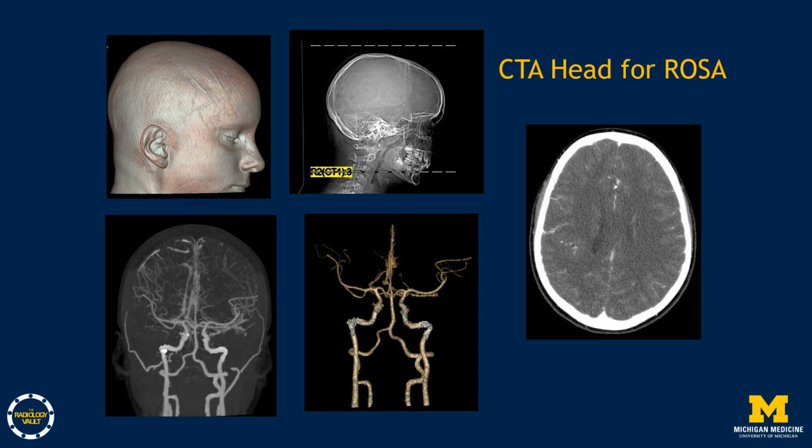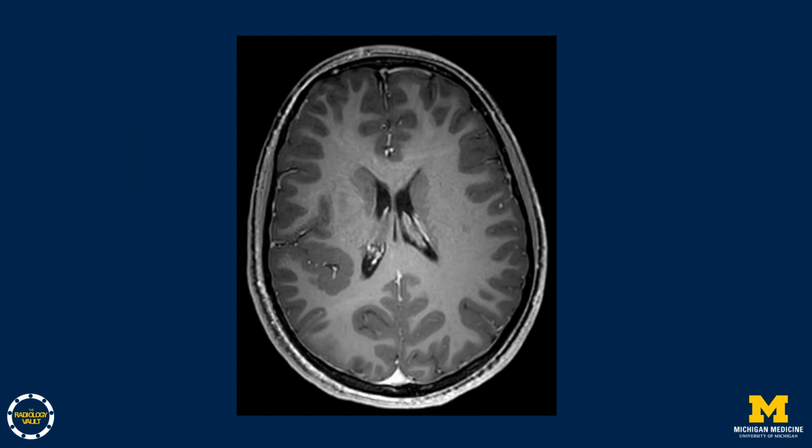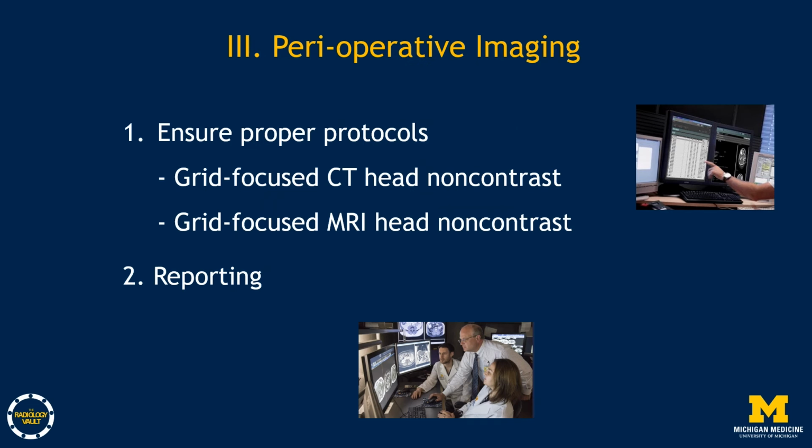Here's a CT angiogram again of the head. Stealth MRI, this is a single slice showing the vessels on the surface of the brain, and both of these studies are inserted into the robotic device so that the surgeons can plan their trajectory. After the electrodes are placed, we get what we call a grid-focused CT and a grid-focused MRI, so that we can see the placement of those electrodes.